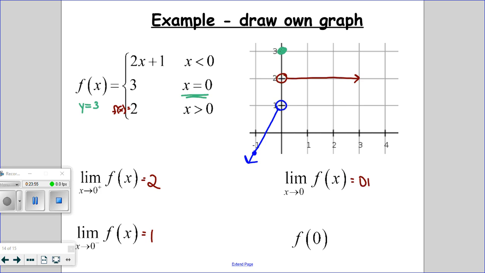There is no limit at that value. Does not exist. And the function value is our closed dot. At 0, our closed dot is up at 3. So you can see that I could have 4 different answers all at the same x value. Any questions?